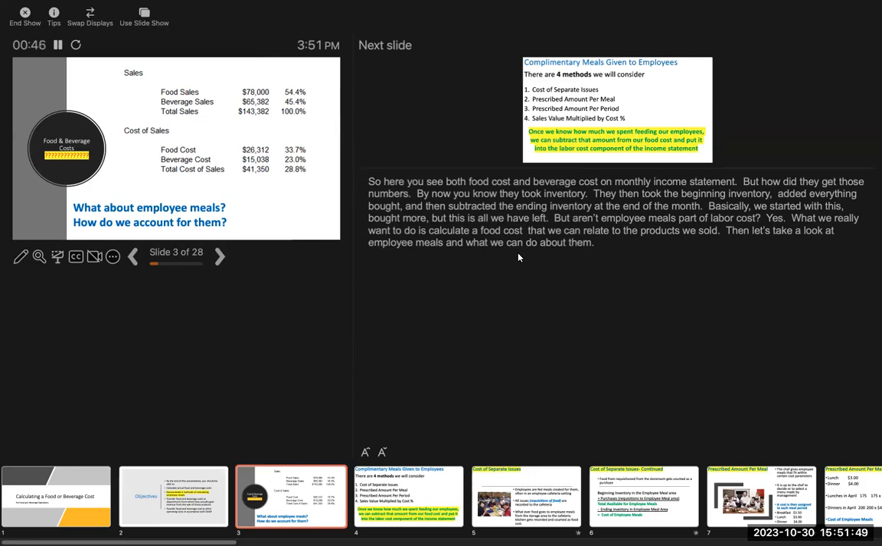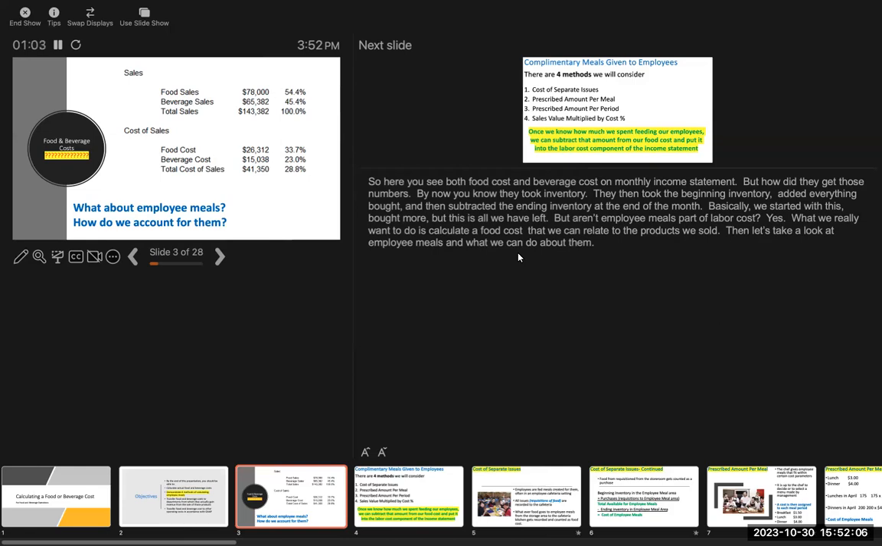So here you see both food cost and beverage cost on the monthly income statement. But how did they get those numbers? Over the last couple of classes, we've started to explore how inventory has had an impact on those numbers.